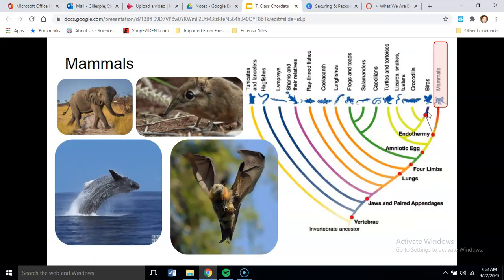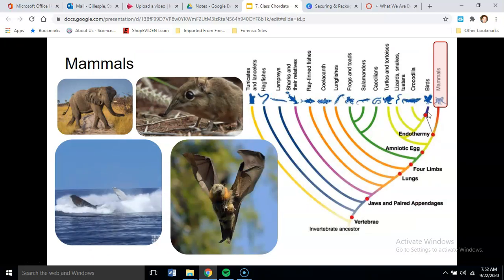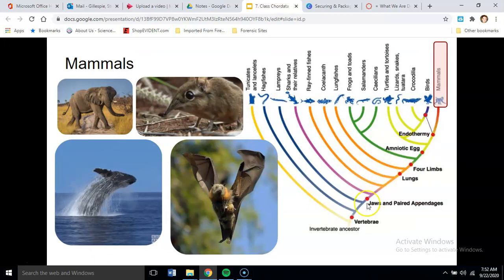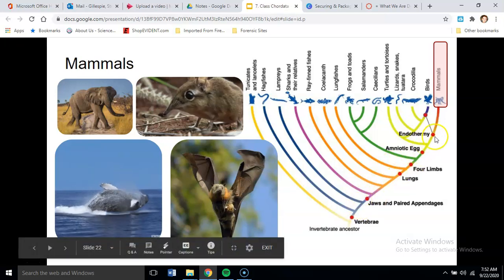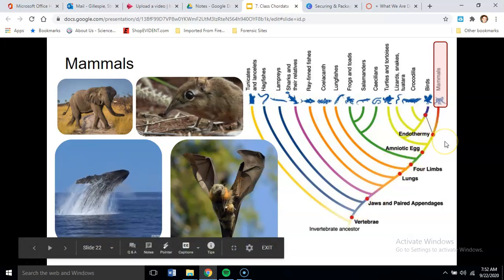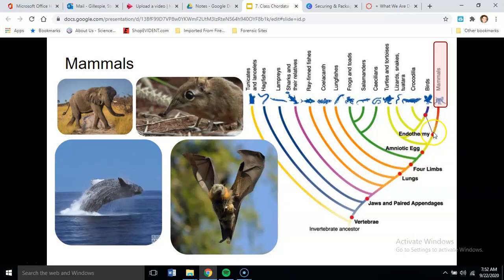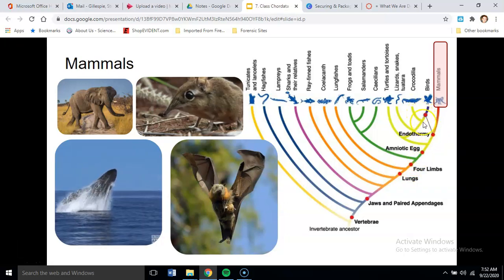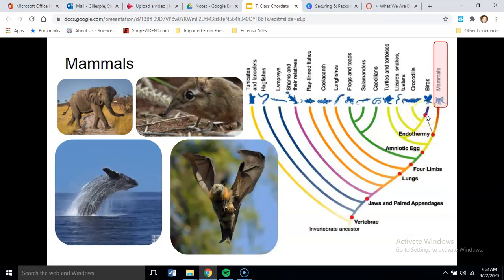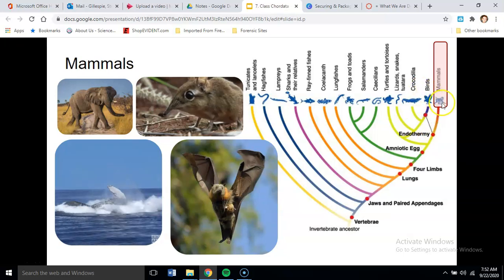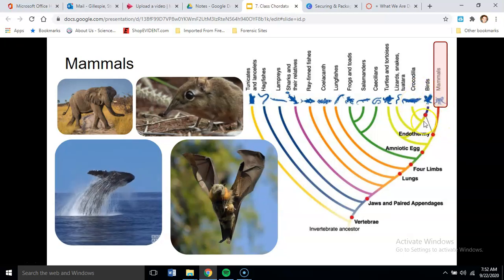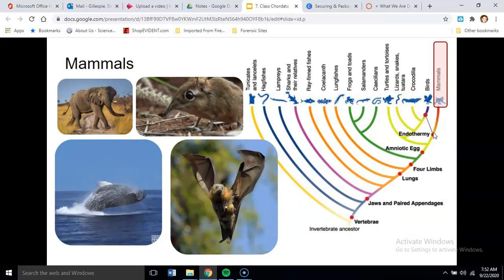All right, and then we have mammals. And with mammals, you can see they have evolved all these traits as well as endothermy. Now, we think that endothermy evolved in 2 separate occasions, once in mammals and once in birds. So I don't want you to think that birds descended from mammals or vice versa because they share that trait. We think it evolved independently.